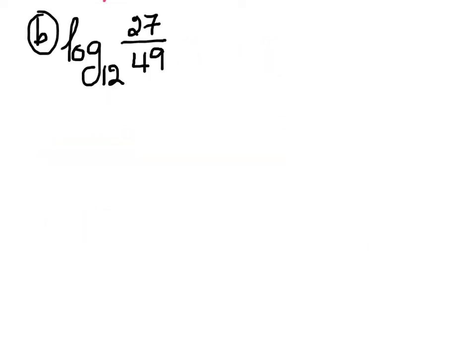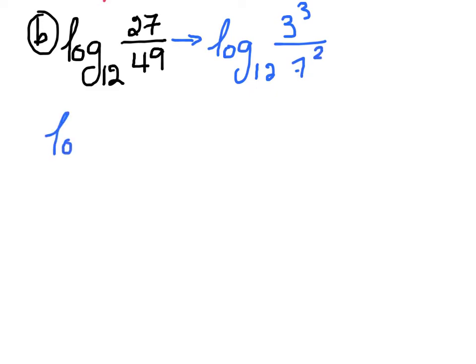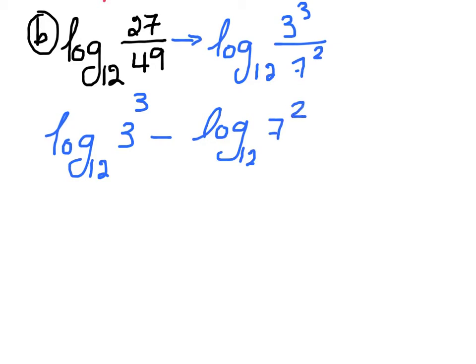Log base 12 of 27/49, that's going to give us log base 12 of 3 to the 3rd divided by 7 squared. Now we're going to subtract the logs. That will be log base 12 of 3 to the 3rd minus log base 12 of 7 squared. I need you to toss the exponents in the front and then put those values in there.